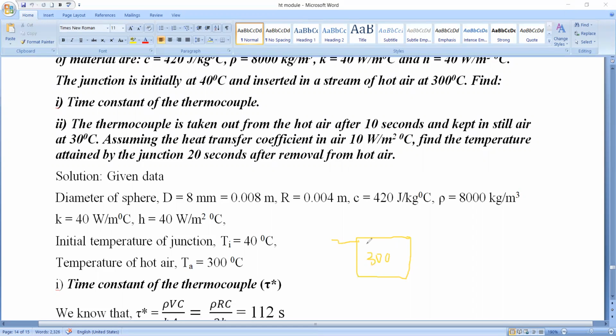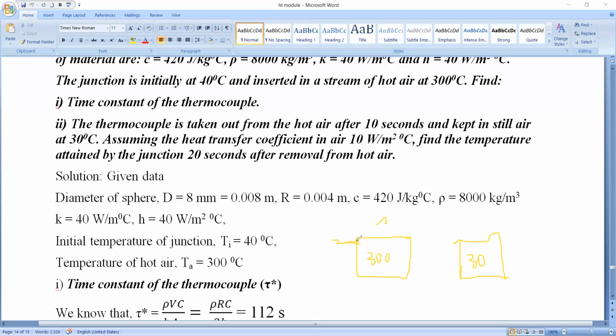I repeat, initially the thermocouple junction, which is at 40 degrees centigrade, is suddenly exposed to the hot air, which is at 300 degrees centigrade, for the period of 10 seconds. After this, the thermocouple junction is suddenly exposed to the air stream, which is at 30 degrees centigrade.